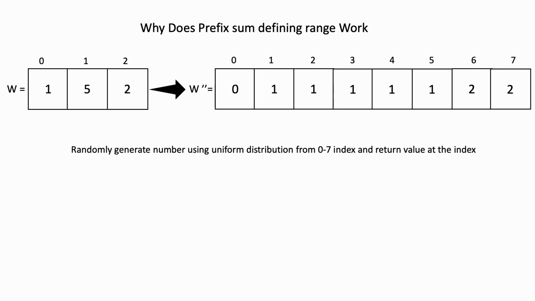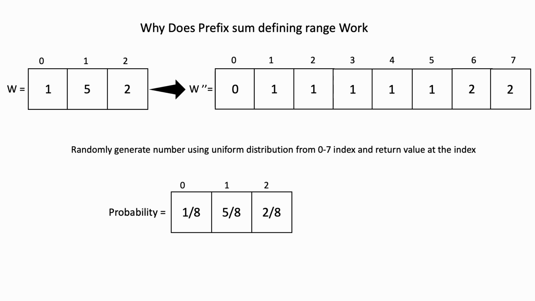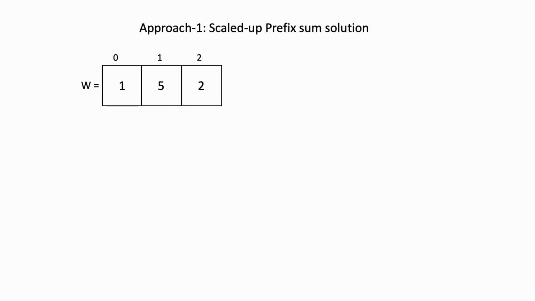0 to 7. Now we can say that the probability of picking value 0 by the randomly generated index number is 1 by 8. Similarly, the probability of picking value 1 is 5 by 8 and the probability of picking value 2 is 2 by 8. We get the same probability array that we saw earlier when discussing the prefix sum solution to define the range of numbers. Now that we know prefix sum always works, let's look at a simplified solution to the problem which is based on the previous prefix sum solution.